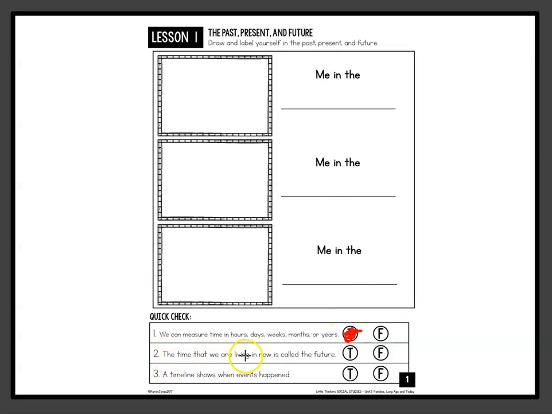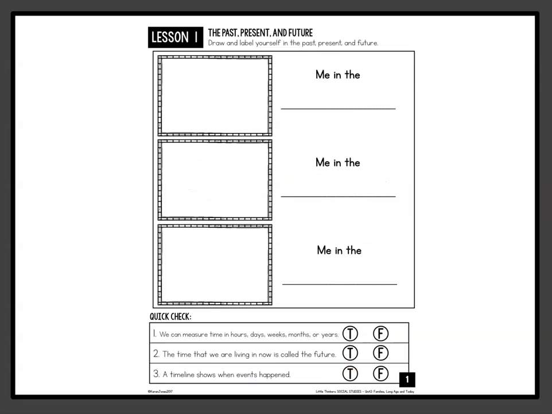And then it says the time that we are living in now is called the future. Is that true? Well, when I drew my pictures, I drew Miss Melissa right in the computer. And when is Miss Melissa in the computer? Right? Does anybody remember? The present. That's right now. So is that true or false? Yeah, that's false. Because right now it's called the present. And this says a timeline shows when events happened. So our timeline was when we saw things happening in Samira's life, right? Like her brother was born and she got to ride on a bus. So, yeah, a timeline shows when events happen. That's true.